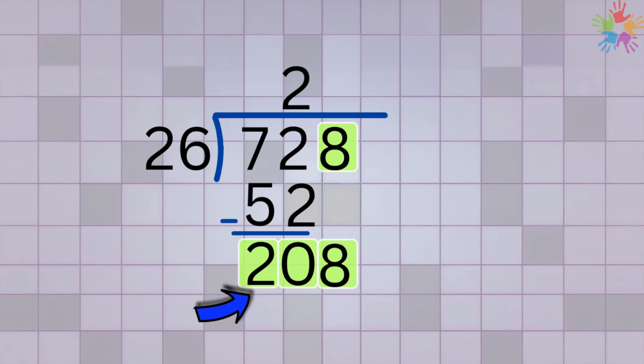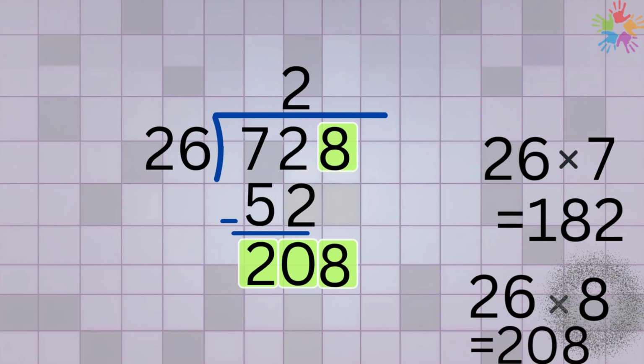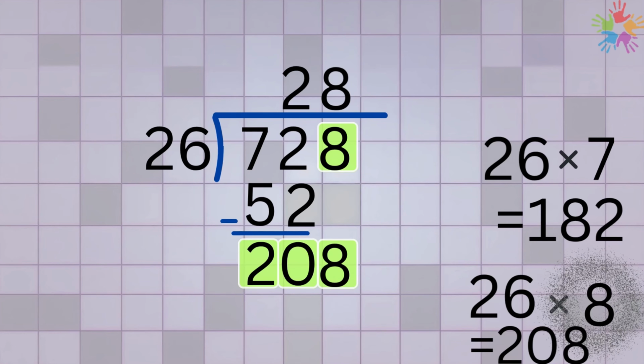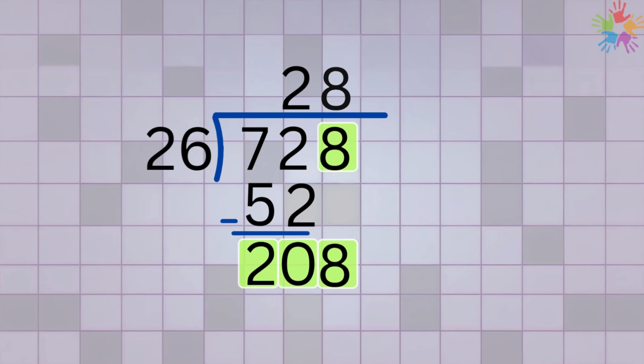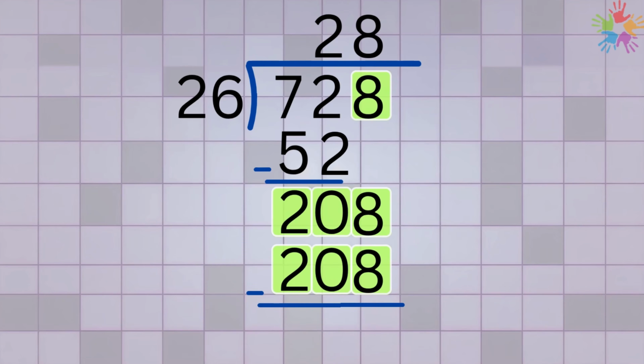We estimate again. 26 times 7 is 182. 26 times 8 is 208, an exact match. So we choose 8 and add it to our answer. Now our full quotient is 28. We multiply 8 times 26, which equals 208. We subtract 208 from 208, which leaves 0. That means there is no remainder.